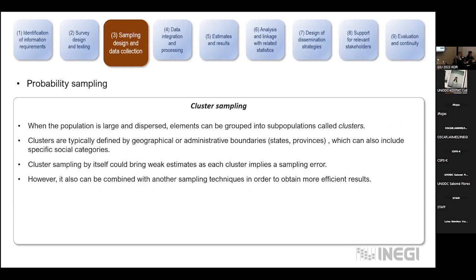Then comes cluster sampling, where we divide the population into subpopulations. Looking at it in a simple way, we could define them by geographical or administrative boundaries, this set of clusters. Every state or province would be considered as a separate cluster, but that has the disadvantage that each cluster has a source of error. There are some techniques to deal with these kinds of errors, but anyway, this is one of the disadvantages of taking only cluster sampling. But again, as in the previous cases, it can be combined to make a more complex sampling technique.